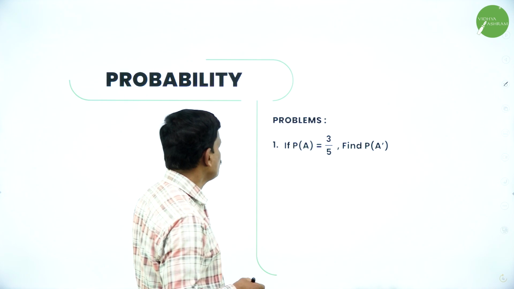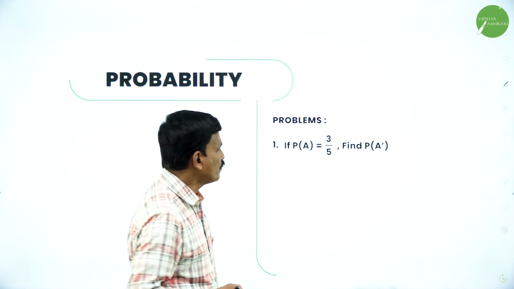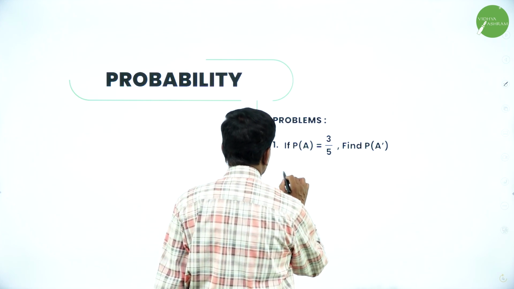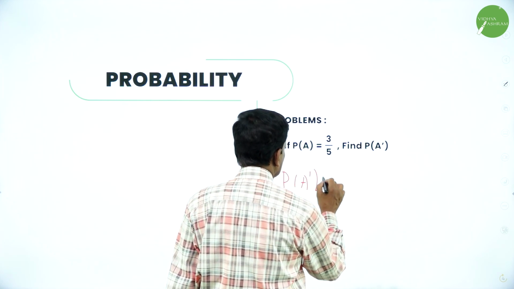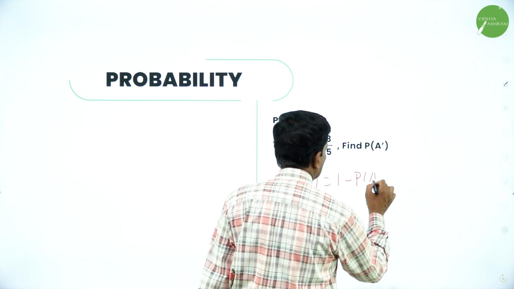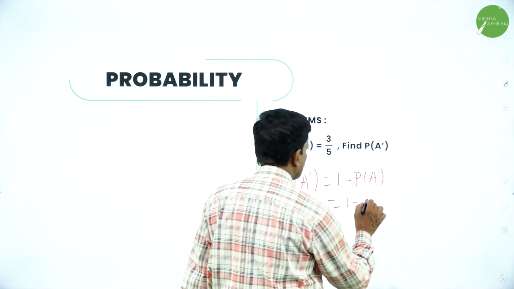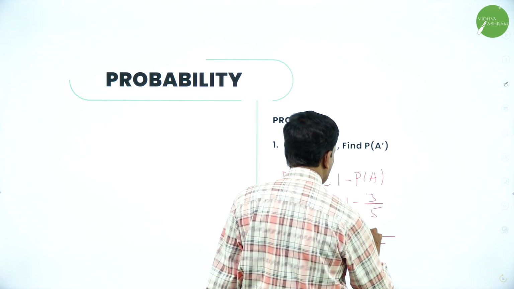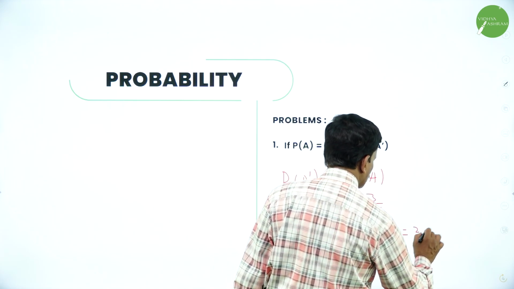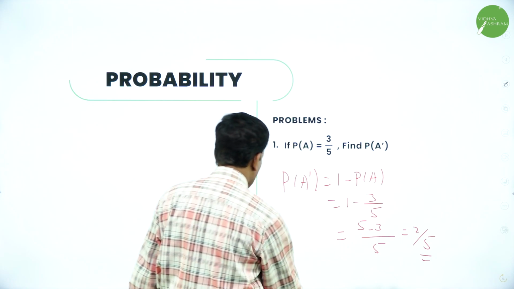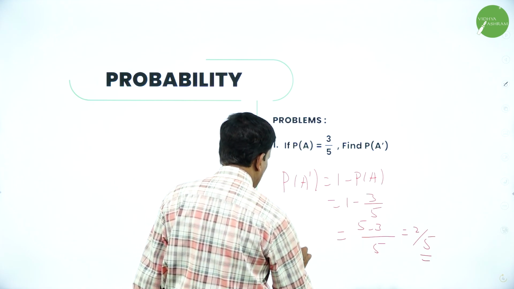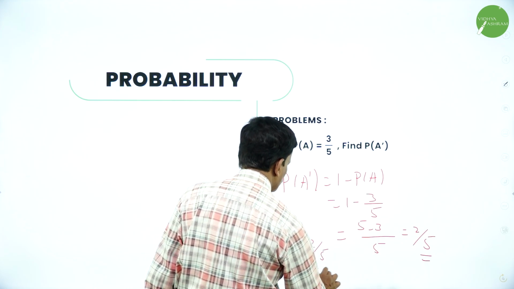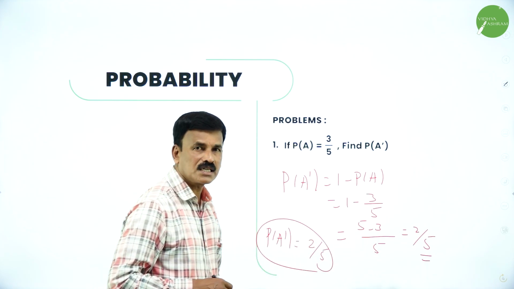Now suppose P of A is equal to 3 by 5, what is the complement of A, that is P of A dash? So we know the probability of A dash is equal to 1 minus probability of A, that is 1 minus 3 by 5. Take LCM, 5 is the LCM. 5 minus 3, that's equal to 2 by 5. So the probability of not A, the complement of A, P of A dash, is equal to 2 by 5. That's it. This is the required answer.